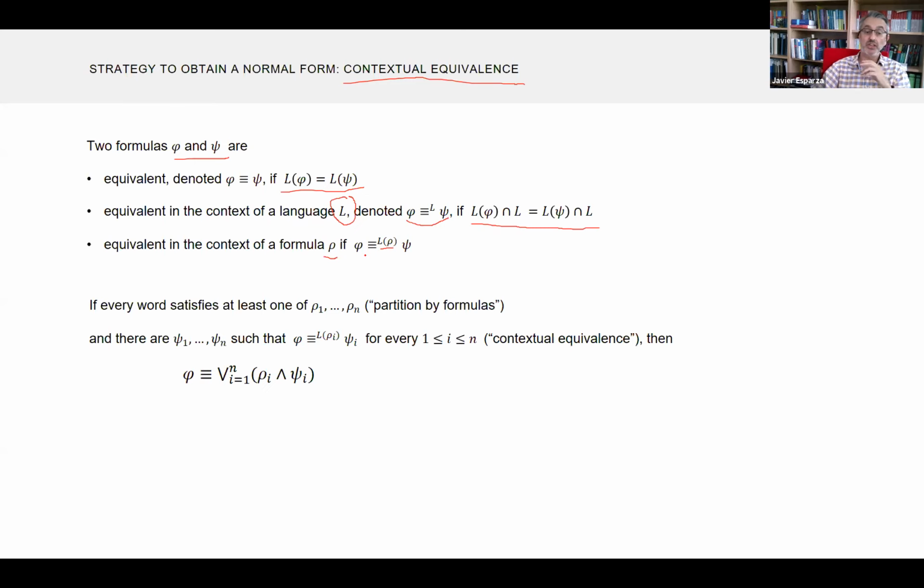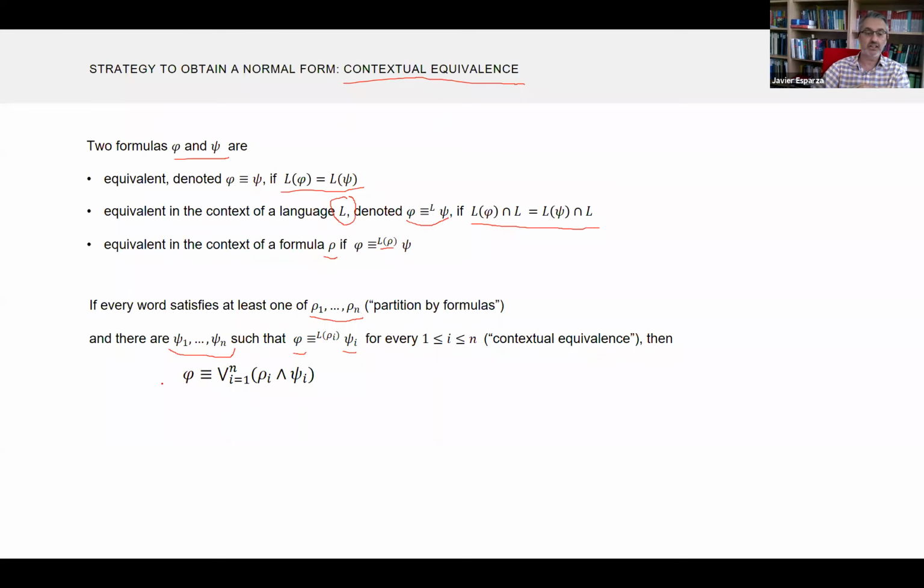Good, so how can we use this? Imagine that we have a partitioning of the set of all words by formulas. This means that every word will satisfy at least one of the formulas, okay? And imagine that we are able to find formulas psi 1 to psi n, such that phi is equivalent to psi i in the scope of each of rho 1 to rho n. So I look at rho 1 and here I see that phi is equivalent to psi 1. I look at rho 2, and here phi is equivalent to psi 2, and so on.